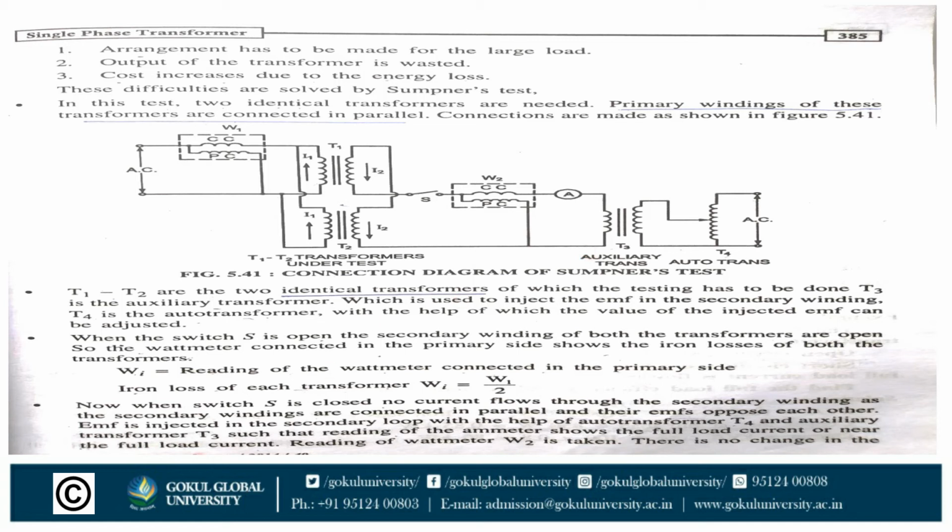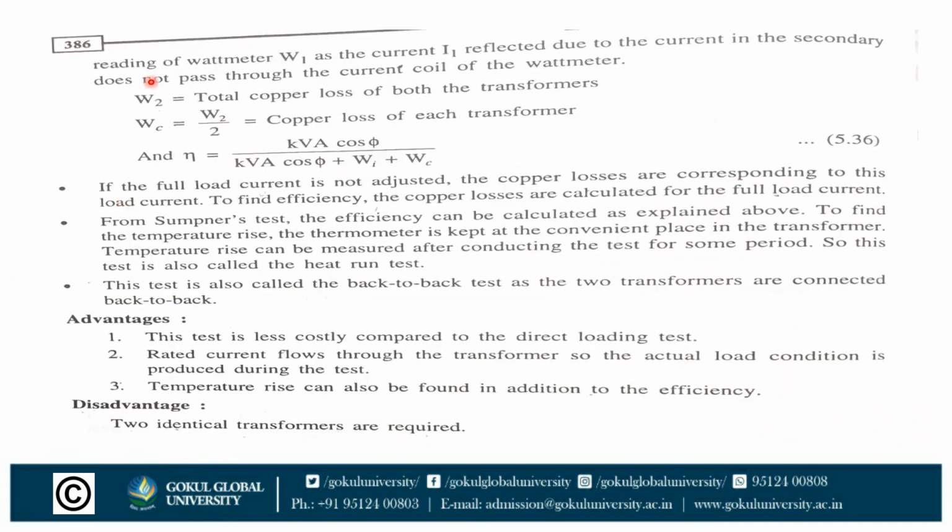Okay. So for wattmeter W1, the current I1 reflected due to the current in the secondary does not pass through the current coil of the wattmeter. So W2 is equal to the total copper loss of both the transformers. So Wc, the copper loss of each transformer, is equal to W2 by 2. We have to divide it by 2. And efficiency is equal to kVA cos phi by kVA cos phi plus iron loss plus copper loss.